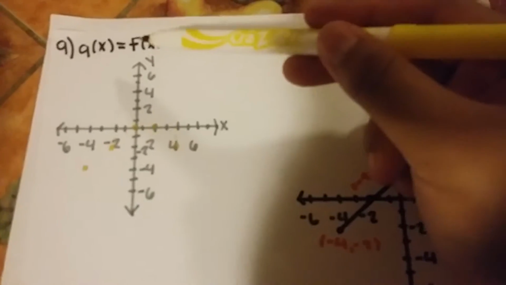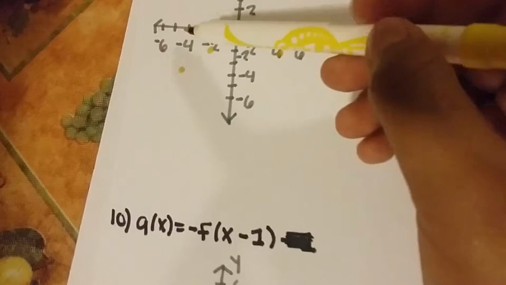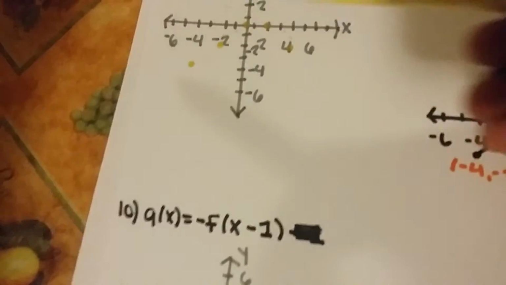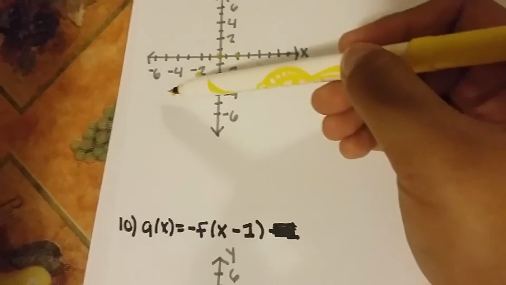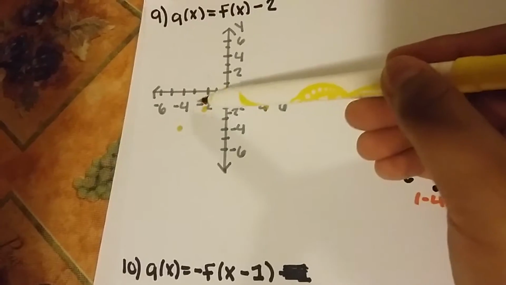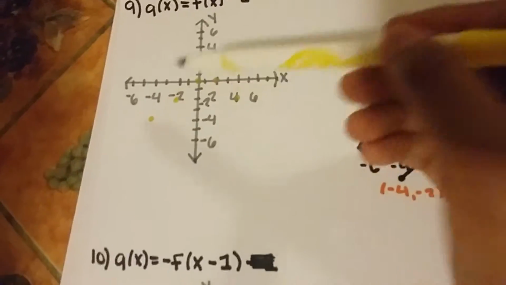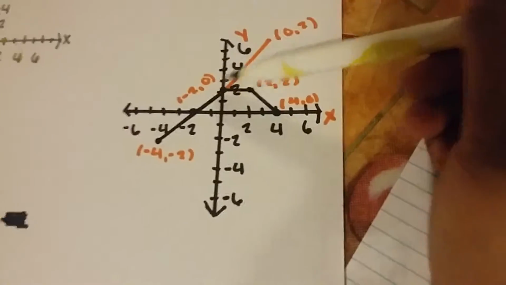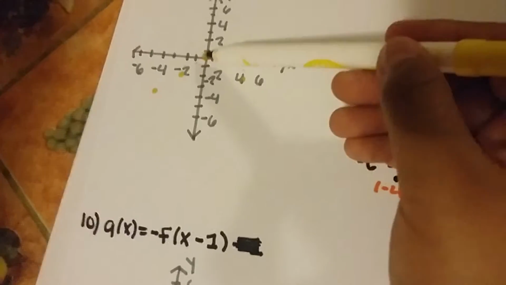For number 9, you have g of x is equal to f of x minus 2, and your reference graph is this one. Your first point is at negative 2, negative 2. You move the graph down 2, so you would have negative 2, negative 4. Your second point is at negative 2, 0, and you move it down 2 to be negative 2, negative 2. Your third point is at 0, negative 2, and you'll move it down 2 to be 0, negative 4.